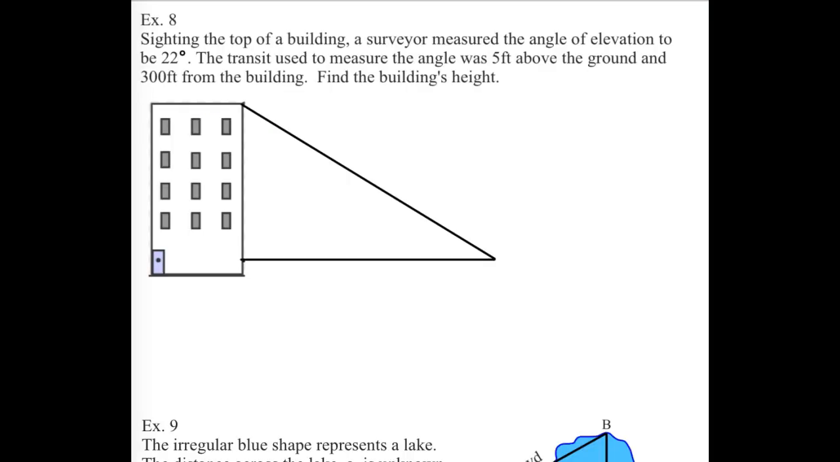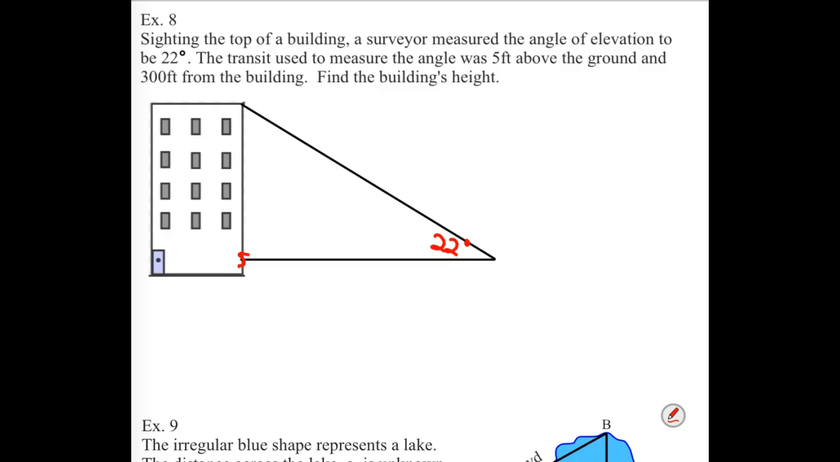Sighting the top of a building, a surveyor measured the angle of elevation to be 22 degrees. Where would I put that 22 degrees? Far right angle here. Angle of elevation from horizontal looking up. It says the transit used to measure the angle was 5 feet above the ground. So this distance right here, that little space at the bottom, is 5 feet.